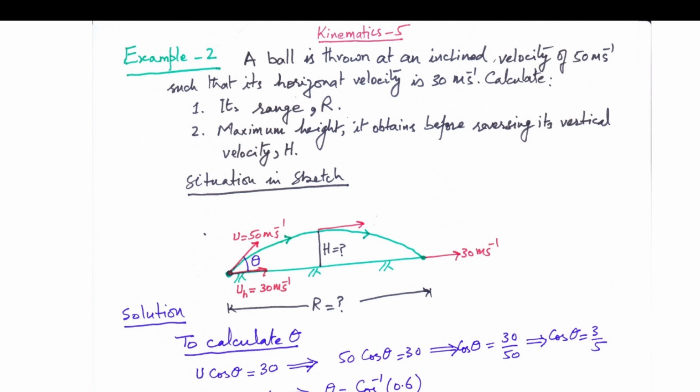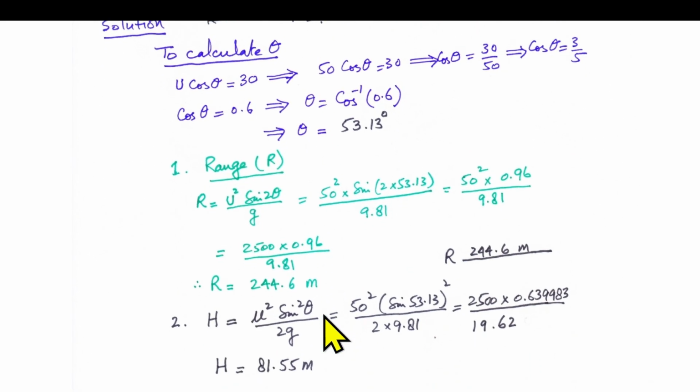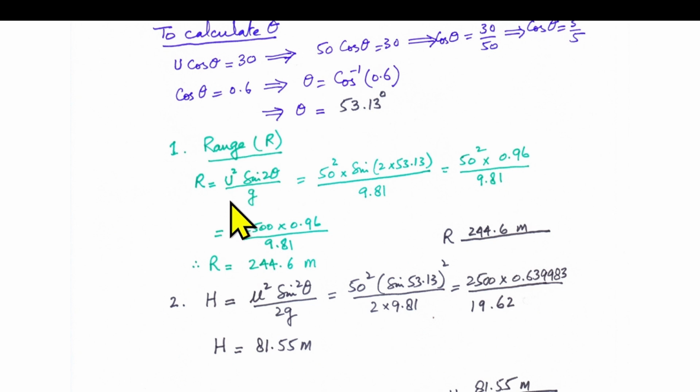So for calculating the range, capital R, we use the formula R is equal to u square sine 2 theta over g, and put in the values: 50 square sine of 2 times 53.13 is equal to 50 square into 0.96 over 9.81, which is equal to 244.6 meters. So we find out range equal to 244.6 meters, which must be written in the place where the answer is to be given.